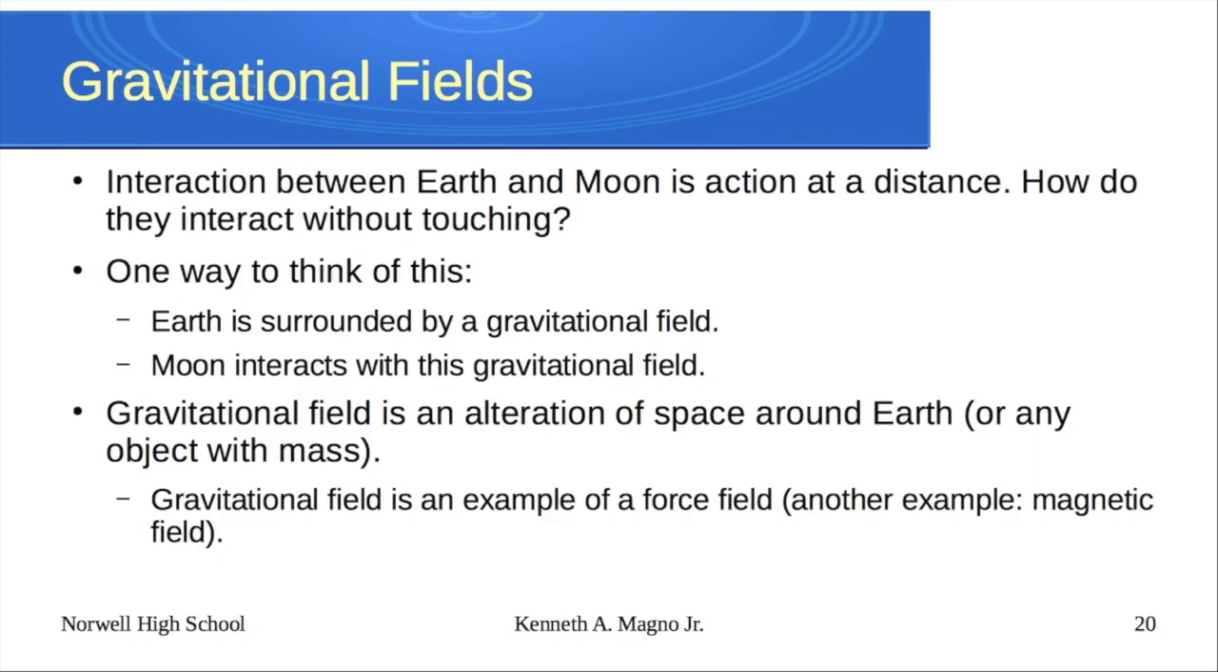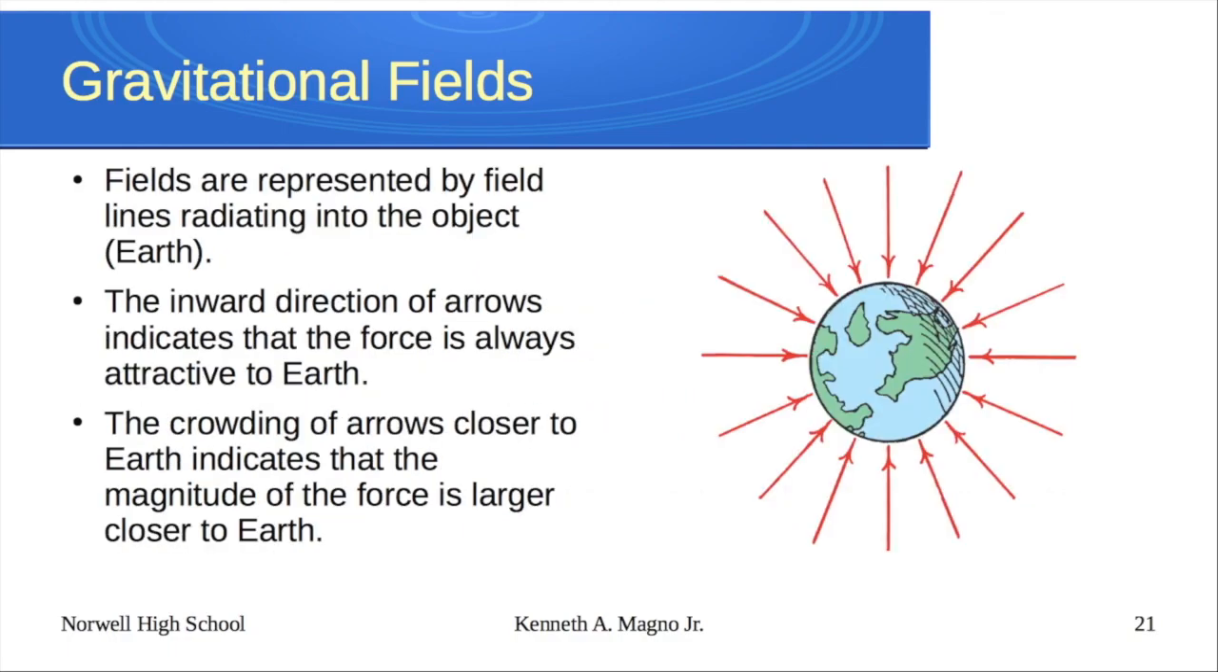Another example of a field that you're probably more used to seeing is a magnetic field. If you're a little kid, they probably show you a magnet under a piece of paper and they sprinkle iron filings on it. You see all the little field lines. That shows you where all the force lines are around that magnet. Very similarly for Earth, or any mass for that matter, field lines radiate towards Earth because they're attractive force lines. So down here, where they're closer, that's because they're stronger.